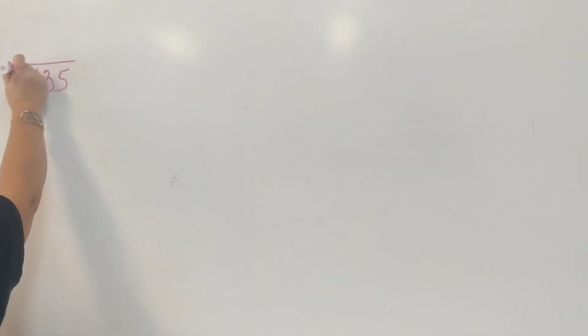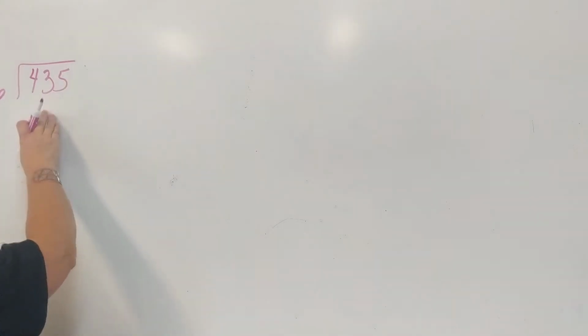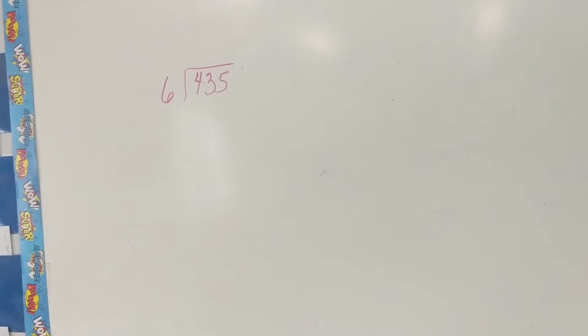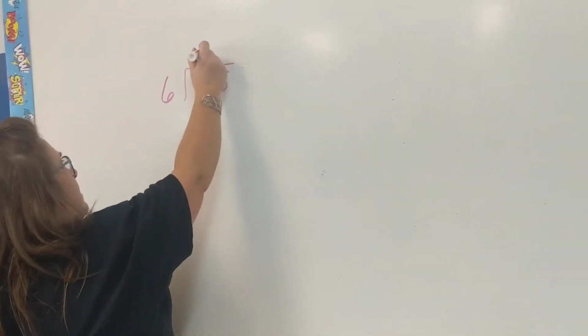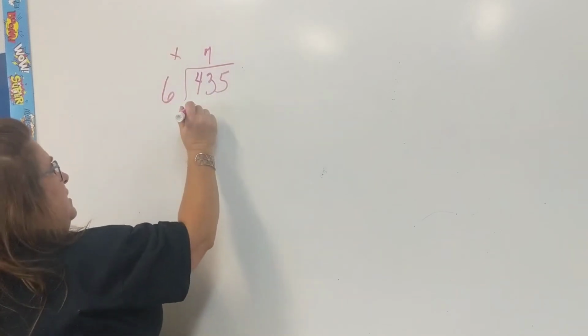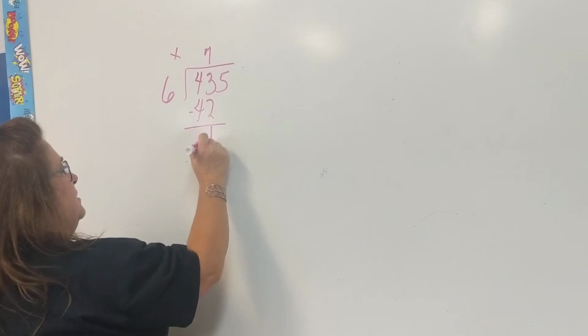We have 435, it's our dividend, divided by 6. So we're going to say, how many times can 6 go into 43? It can go in there 7 times. So our 7 is going to go above the 3 because 6 can't go into 4. 6 times 7 is 42. We subtract. 3 minus 2 is 1.